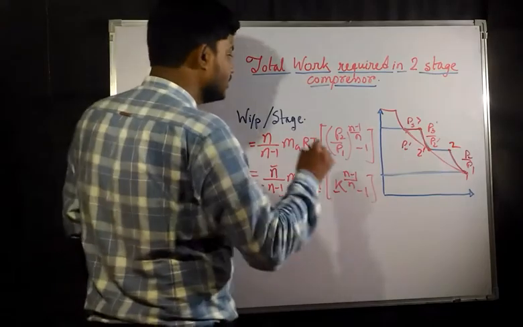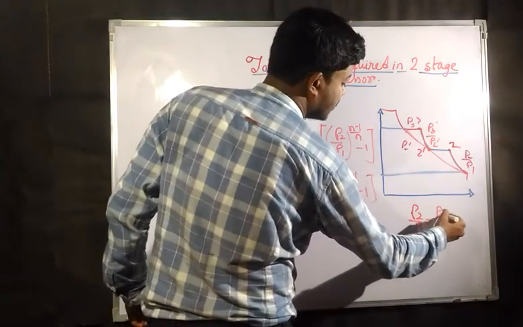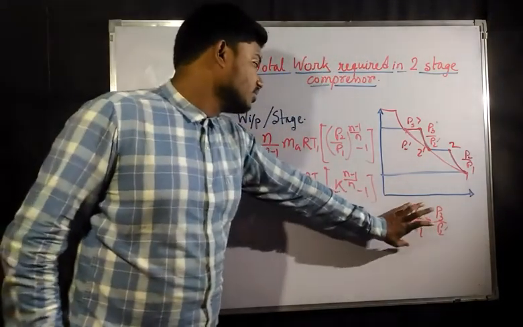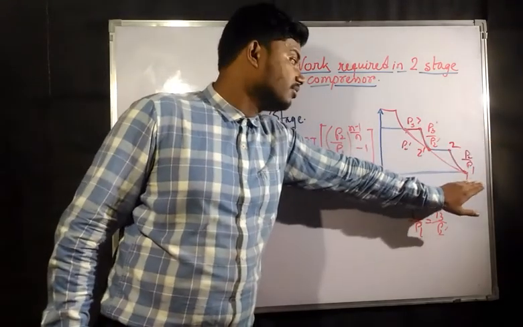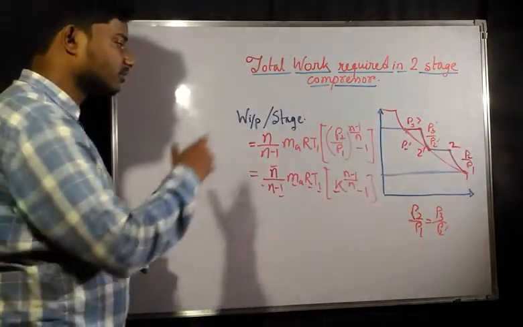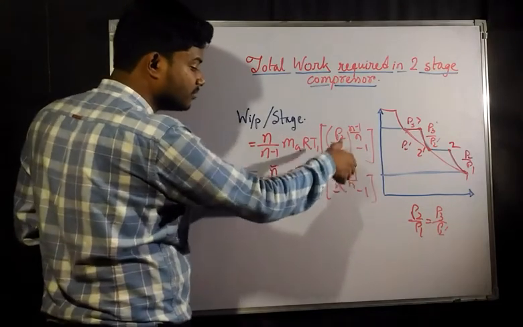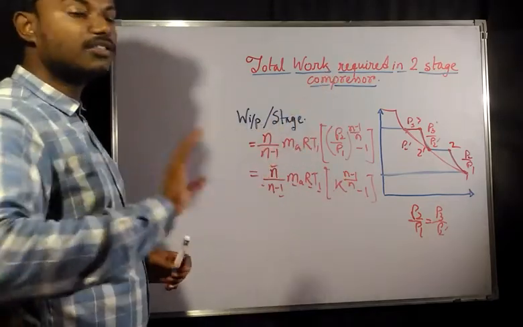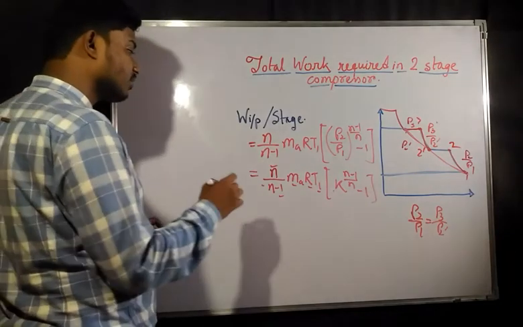Now we have found out that for minimum work input, P2 by P1 must be equal to P3 by P2 dash. So if you do not know P3 and P2 dash, P2 and P1 would come to the rescue. In place of P3 by P2 dash, you can write P2 by P1, because the pressure ratio is going to be constant for minimum work input. So this is going to be the work that is required per stage.